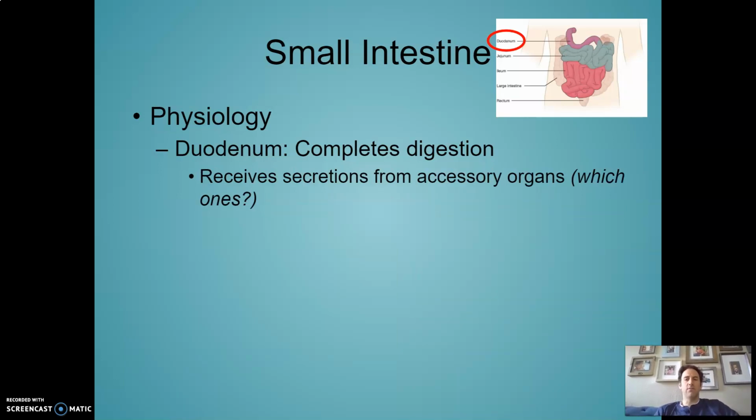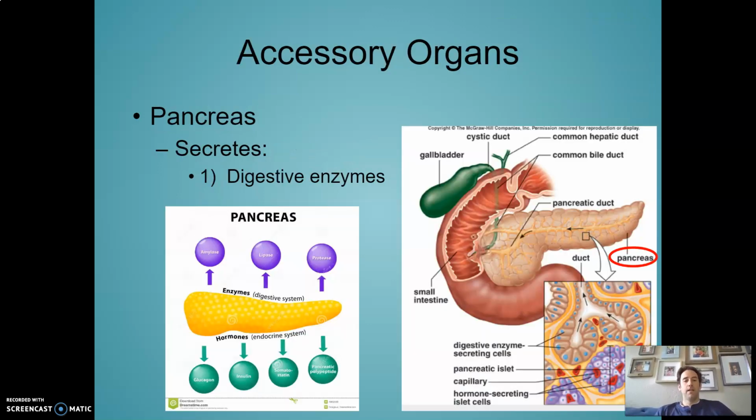So how does it pull it off? Well, it doesn't do it alone. The small intestine gets help from accessory organs. Remember, accessory organs help digestion, but food does not pass through them. So first off is the pancreas. This is the pancreas right here.